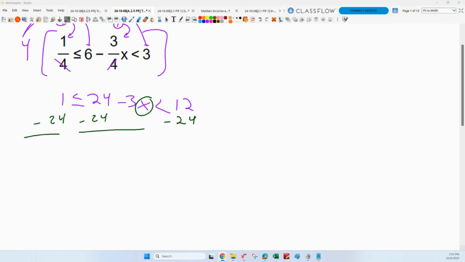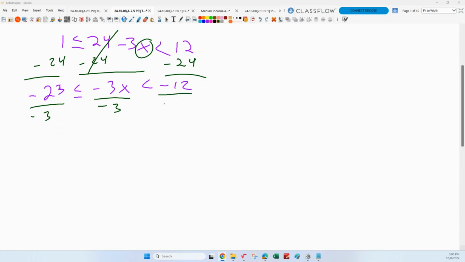And this is what I was seeing. So 1 minus 24, there's my negative 23. I have not multiplied or divided by a negative, so there's no reason to flip inequalities. I've got a negative 3x in the middle, negative 12. You already told me I'm just going to divide everything by negative 3. Which cancels those. And because I divided by a negative, what do I have to do? Got to flip the signs.